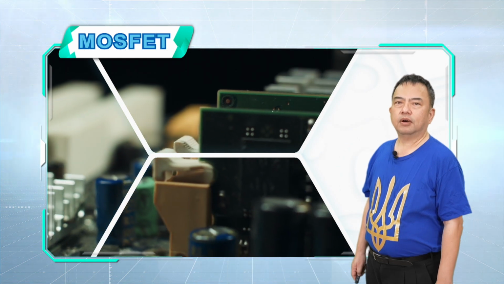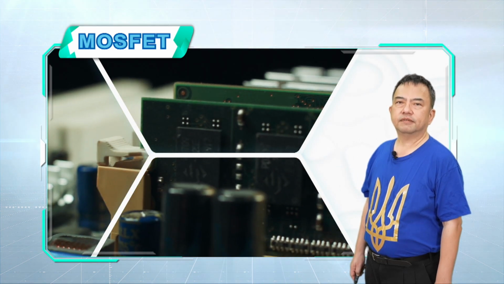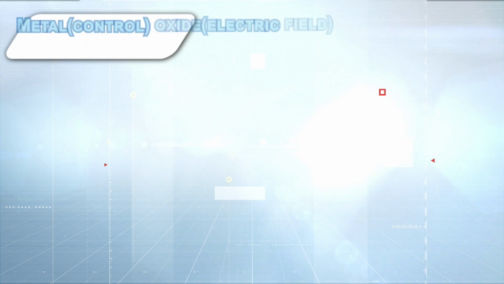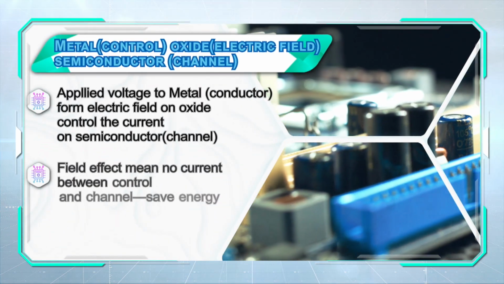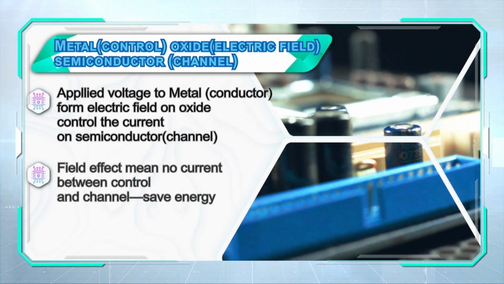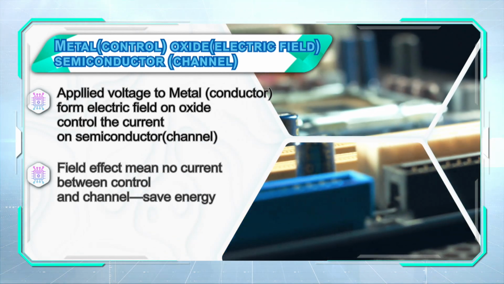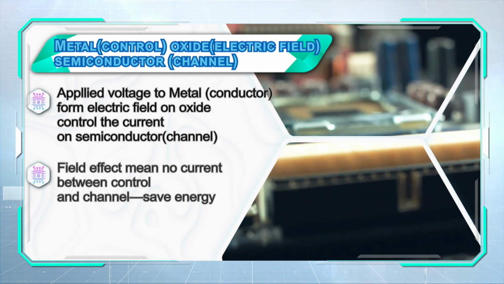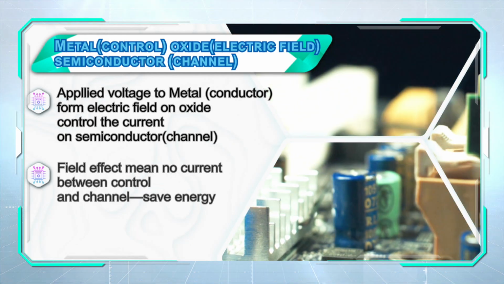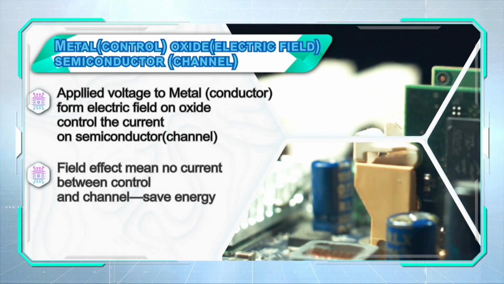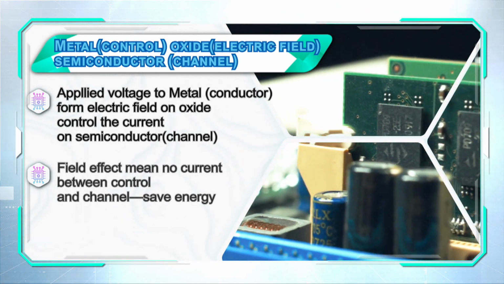MOSFET stands for Metal Oxide Semiconductor Field Effect Transistor. Metal stands for the control. We use the metal control gate to control the current on the channel. The oxide stands for electric field. The control is controlled through the electric field. Therefore, there is no current flow through. Because there is no current flow through, you can save the energy to have the current flow through, I squared R.